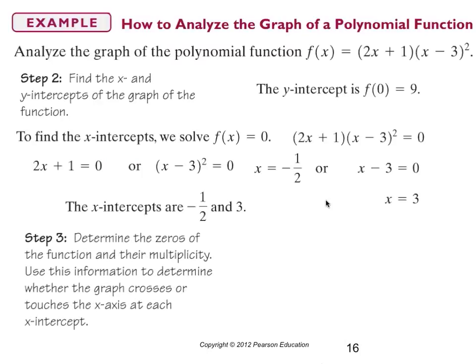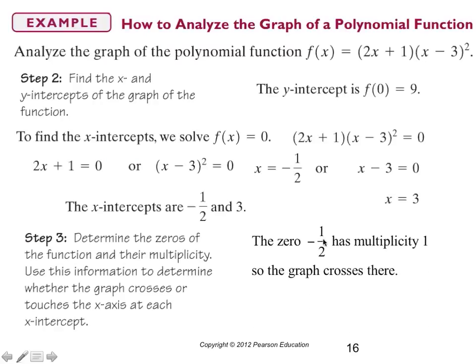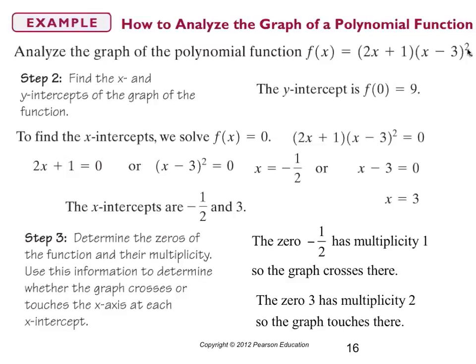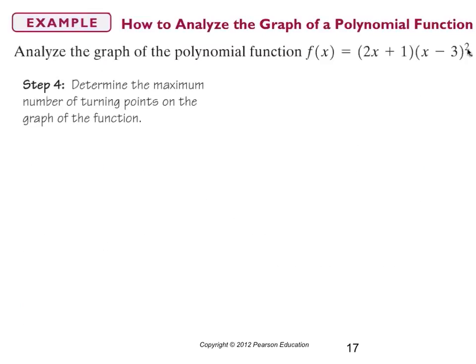Now we determine the zeros, which is just another word for x-intercepts, and find their multiplicity. So we know that negative 1/2 is a 0. If we look at where negative 1/2 comes from, it comes from this part right here. If you look at the multiplicity, that's just the power. It's just going to be a power of 1, so it has a multiplicity of 1. Since 1 is an odd number, the graph is going to go ahead and cross there. But at 3, which comes from this piece right here, we have a multiplicity of 2 since the power is 2, which is an even number, which tells us that the graph is going to touch at 3.